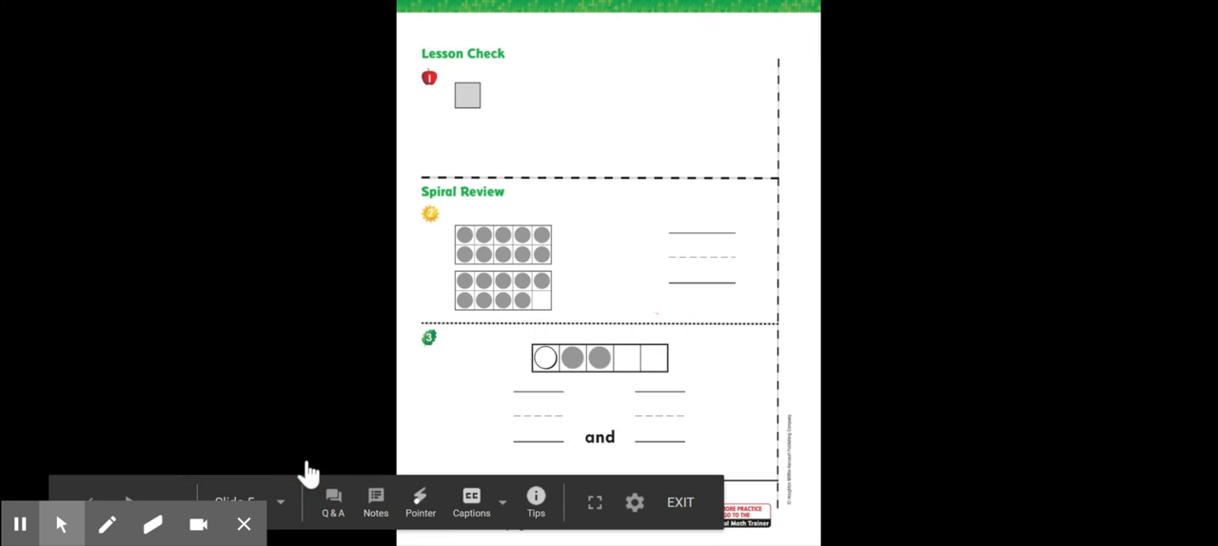Next, we will go to our lesson check and our spiral review. So, red apple number 1 asks us to look at this shape and to draw a shape that is alike in some way. And you can tell a grown-up how the shapes are alike or similar.